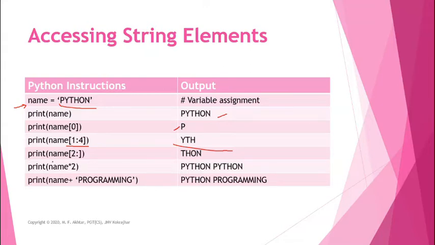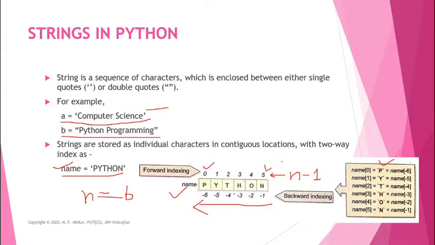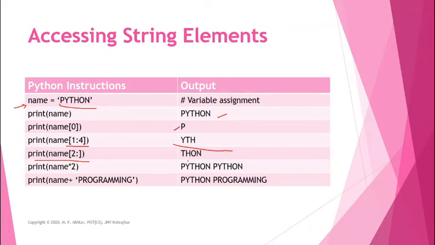Again, we have given the next command, print name from 2 followed by a colon. This says that from index 2 it displays all the letters. From index number 2, all the letters are displayed, that is THON. Since there is no ending position value, everything to the end will be displayed.